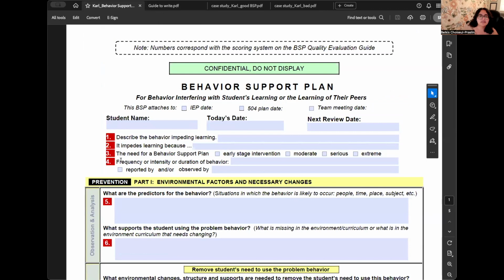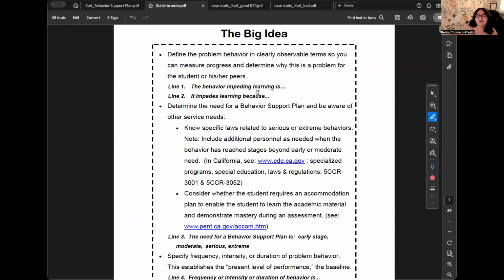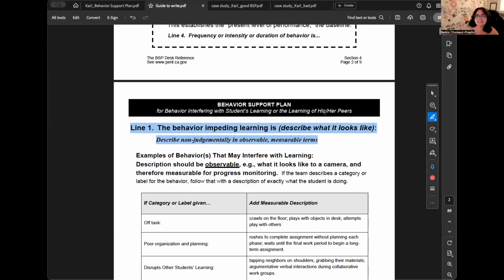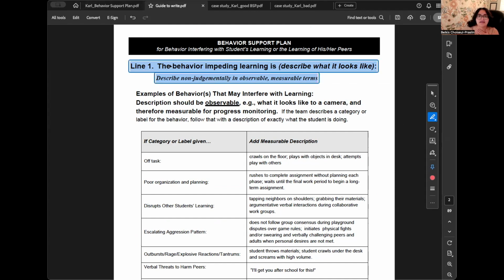So we're going to start with lines 1, 2, 3, and 4, according to the guide, and that's defining the behavior problems. Up front in every section is a description of the big idea. But as you go through, just scroll down a little bit. Each line is broken down into what you need to know about it, essentially. Some of the areas are far more lengthy, and some of them are a little short, depending on what it is you're filling out.